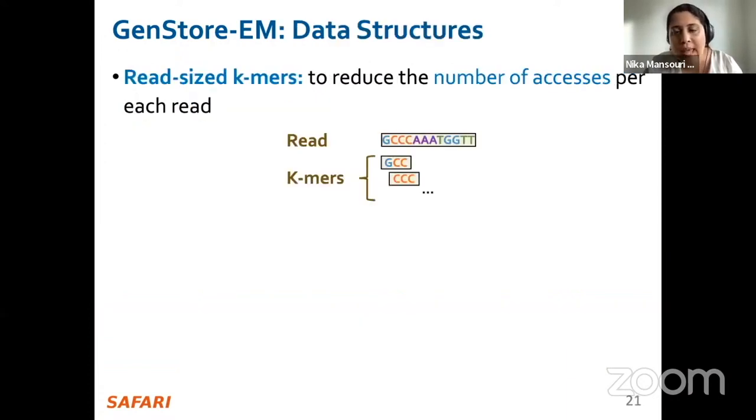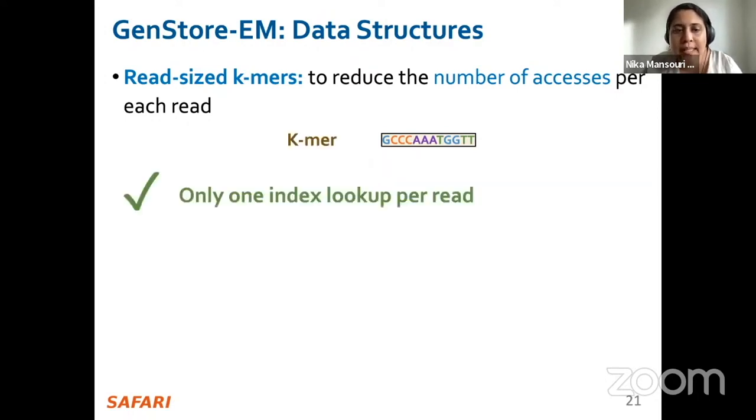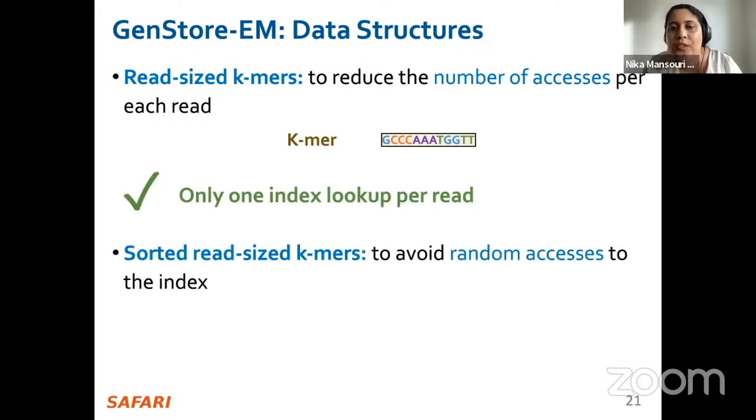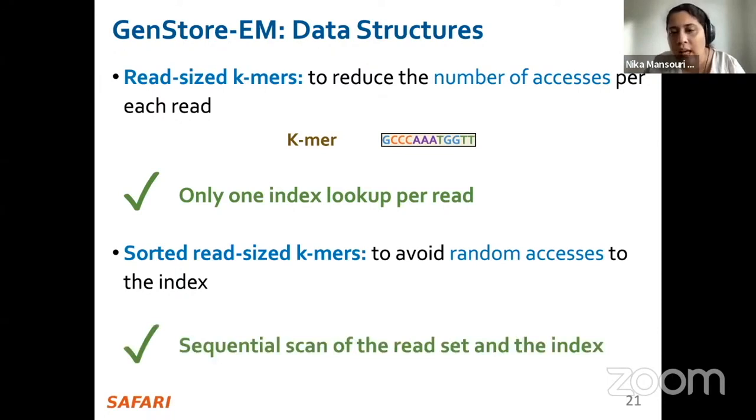number of accesses per read, we introduce the concept of read-sized k-mers. Therefore, instead of extracting several k-mers per read and performing an index lookup for each of them, we can use the whole read as one k-mer, so basically a read-sized k-mer, and have only one index lookup per read. And to avoid random accesses to the index, we introduce a sorted index of read-sized k-mers. Since we know for each read we will only have one access, we can already sort the index so that we can sequentially access it. So this sorted index allows finding exact matches via sequential scanning of the read sets and the index.